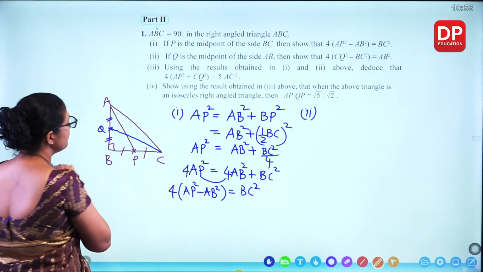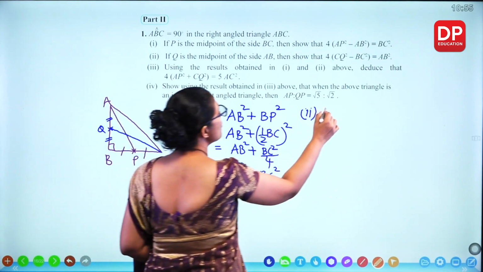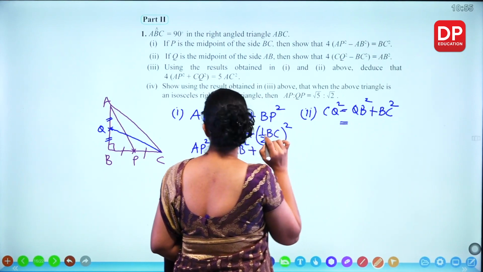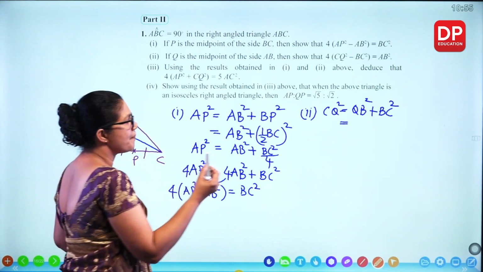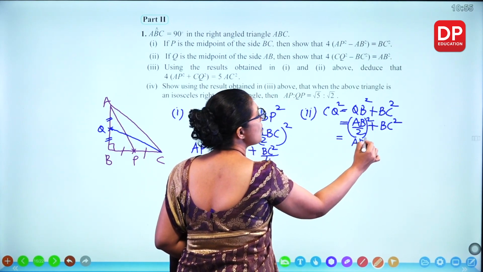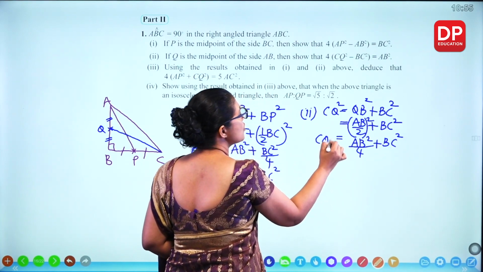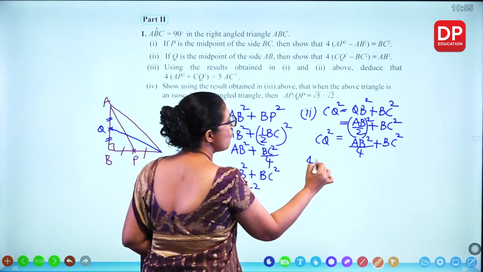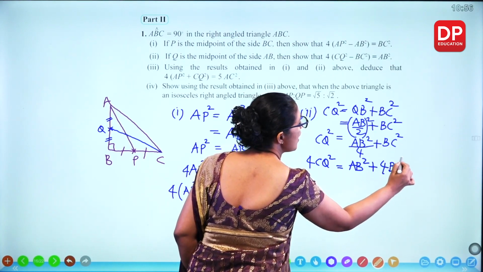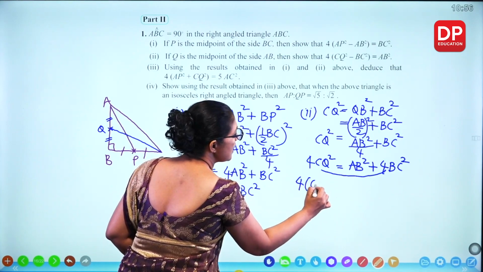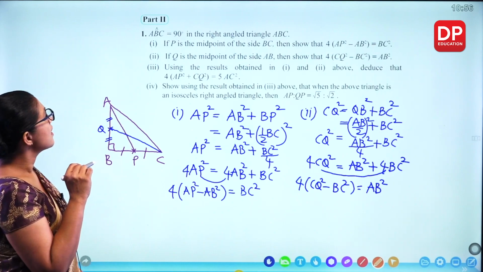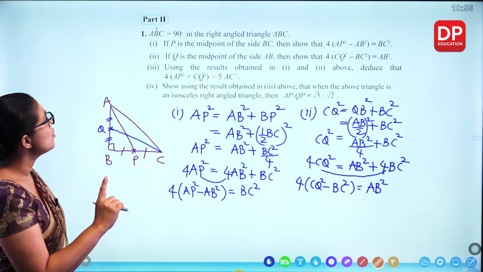I'll connect CQ. How can I write CQ? CQ squared is equal to QB squared plus BC squared using Pythagoras theorem. Again, for QB I can write half AB. So AB over 2 squared plus BC squared. Now expand it. AB squared over 4 plus BC squared is equal to CQ squared. Now multiply everything by 4. 4CQ squared is AB squared plus 4BC squared. Now take it to this side. You get 4CQ squared minus 4BC squared is equal to AB squared. That's the second part. Using the results obtained in 1 and 2, deduce that this one.